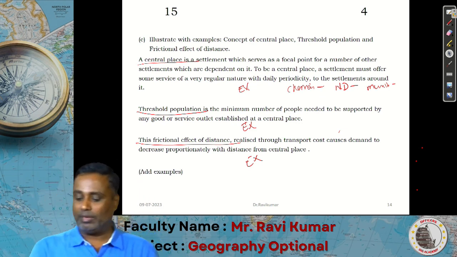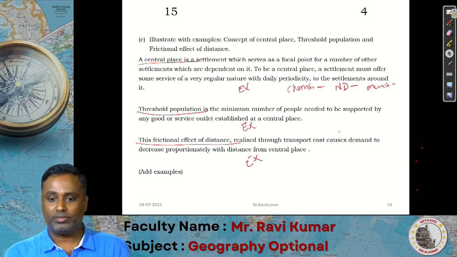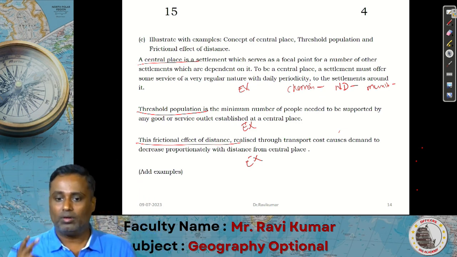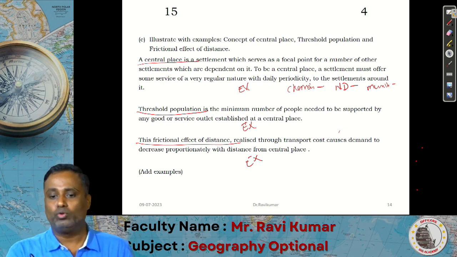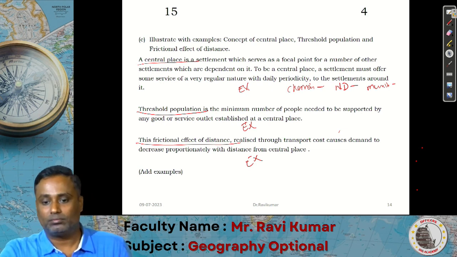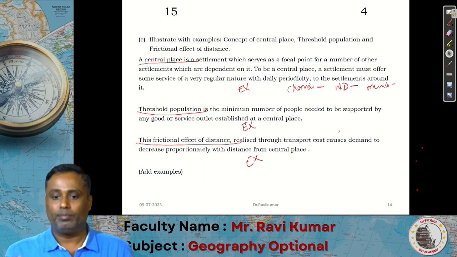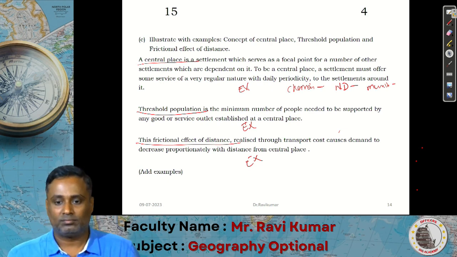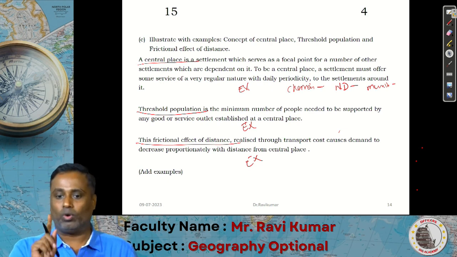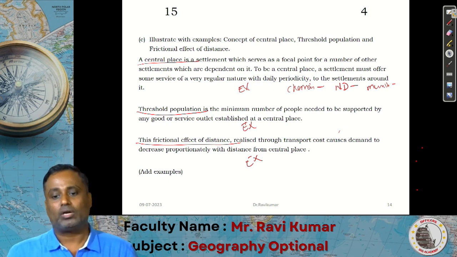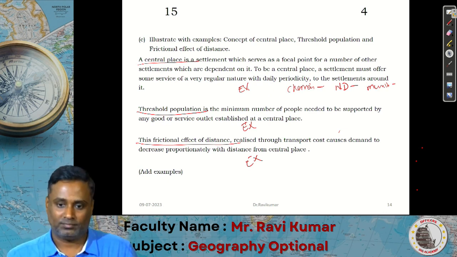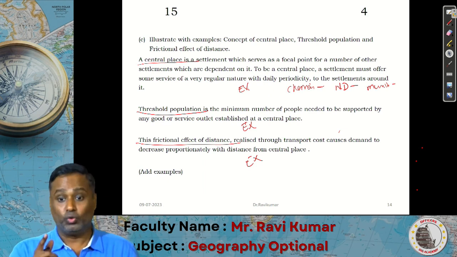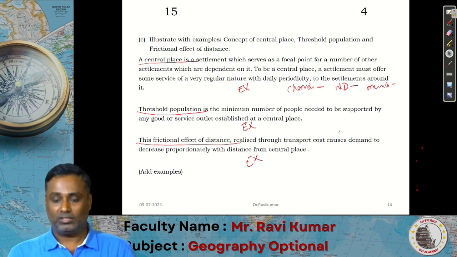Threshold population, minimum number of people needed to support any goods and services. Simple two examples. Just imagine how many people you need to start a barber shop. Now, how many people have to come to your shop in a month? Obviously, 30 per day, one person is enough, right? But if you start a jewelry shop, you need more population. That's a threshold population.